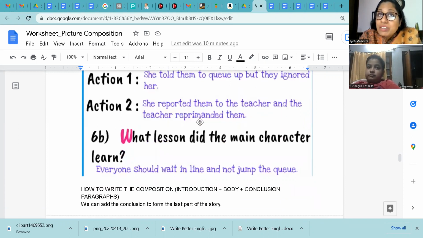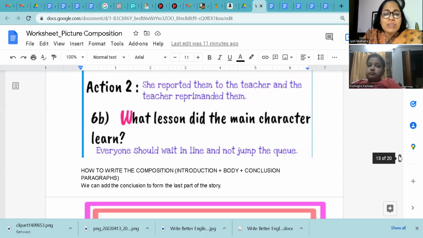Remember, this word is given in the picture composition. Yes, ma'am. Ma'am, it means cold. Very good. Scolded very hard, strongly. It's not just a mild scolding, it's a strong scolding. Reprimand is to scold with a warning. So she reported. And what lesson did the character learn? That everyone should wait in the line and not jump the queue, right?